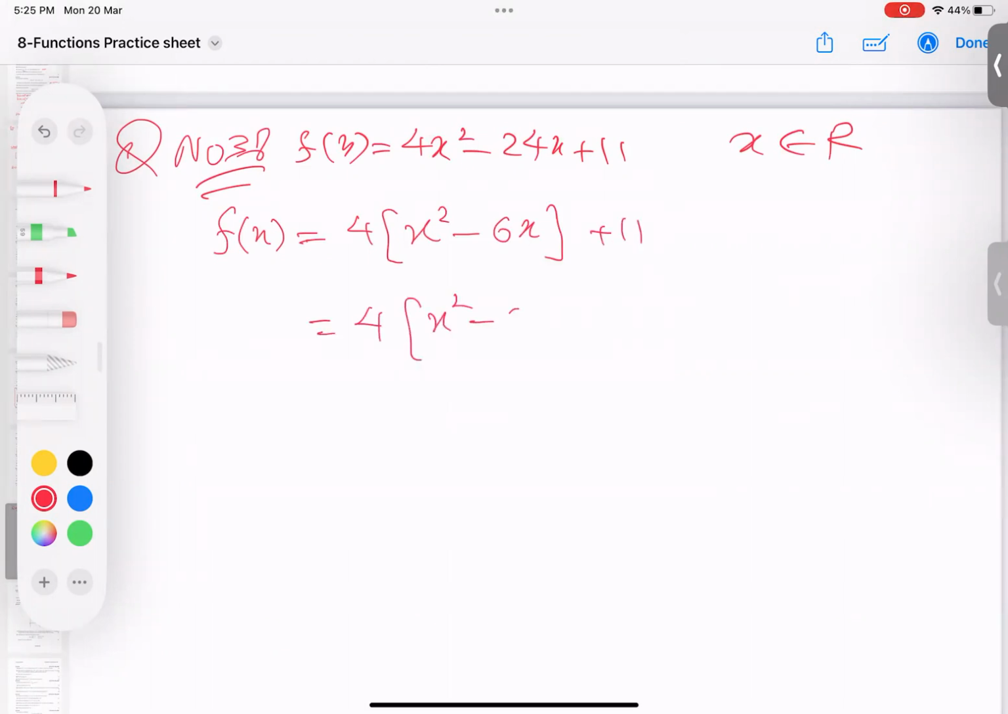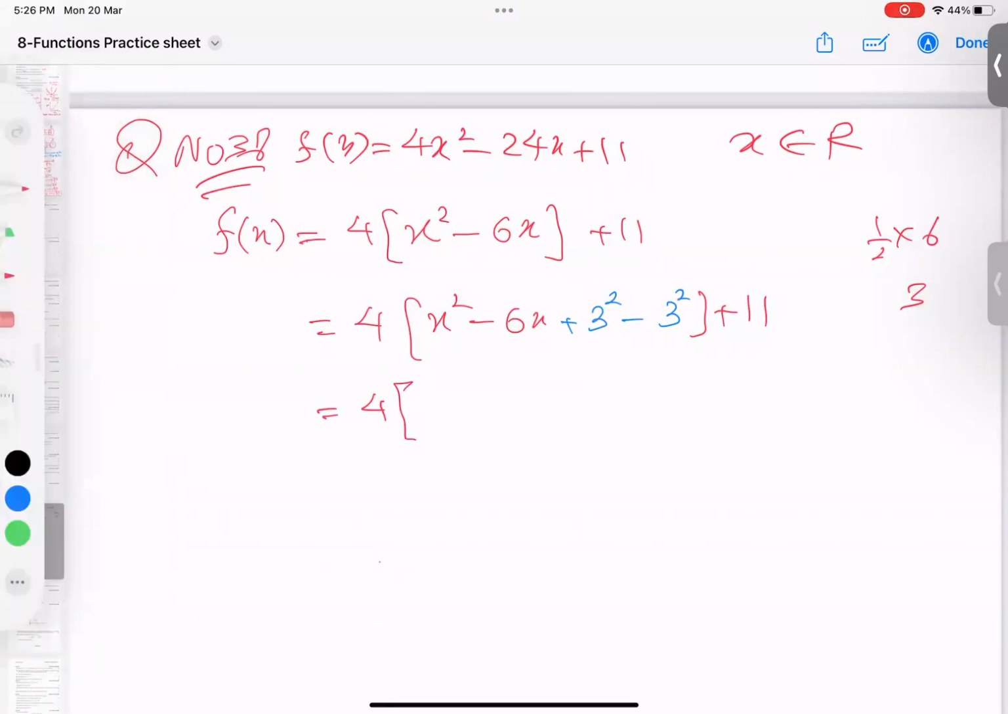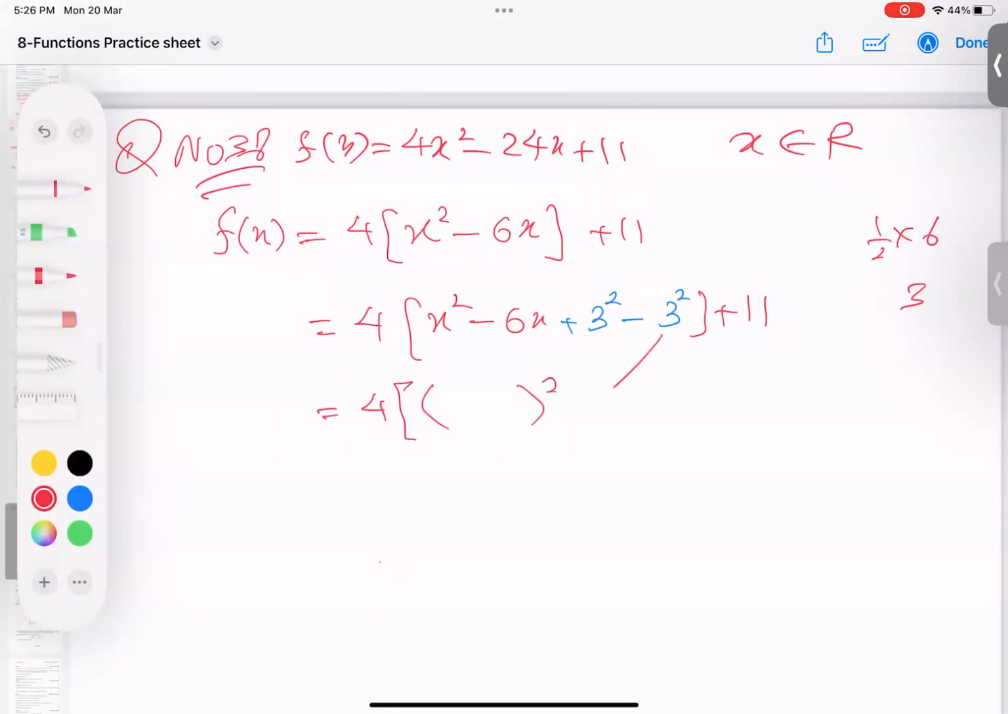Job number 2. What is half of 6? Which 6? You can ask me. This 6, half of it is 3. You got a 3. And 3 squared, add and subtract. From here you can write a bracket, and this -9 comes outside. But you can ask me, what is in the bracket? This x comes from here, 3 from here, and the minus comes from here. So x minus 3. I hope that is clear.